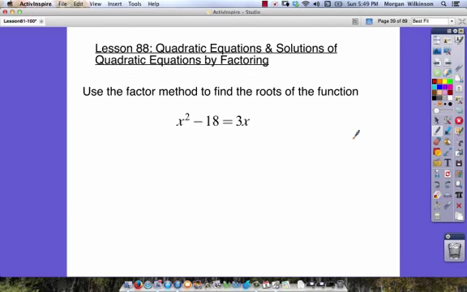Lesson number 88 is about quadratic equations and solutions of quadratic equations by factoring. Now our first question says use the factor method to find the roots of the function. We have x squared minus 18 is equal to 3x.